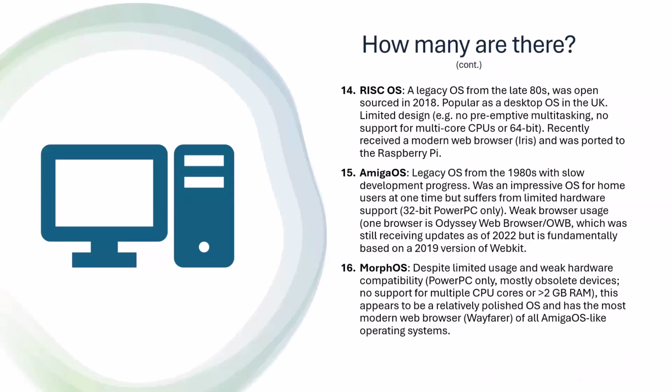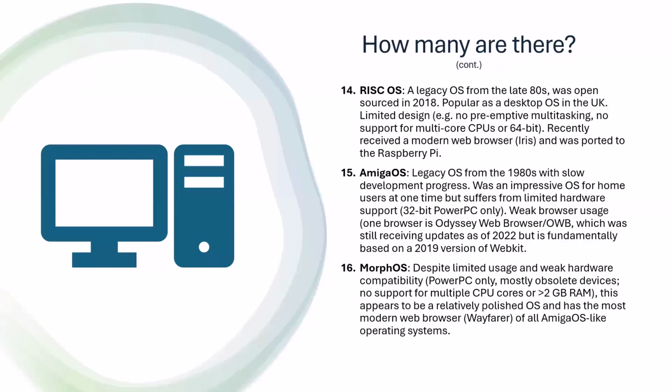RISC OS, reduced instruction set computing. It's a legacy from way back in the 80s. It went open source in 2018. Apparently it's fairly popular in the United Kingdom, which I was unaware of. It's kind of a limited design. It just recently got a modern version of a web browser and apparently has been ported over to the Raspberry Pi.